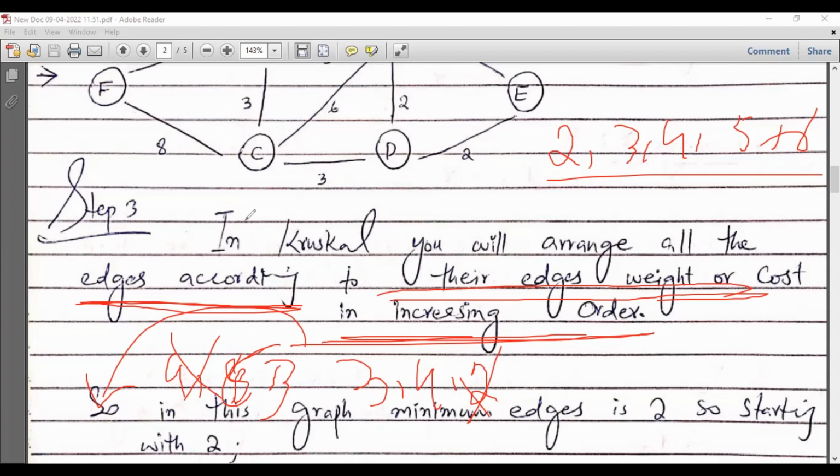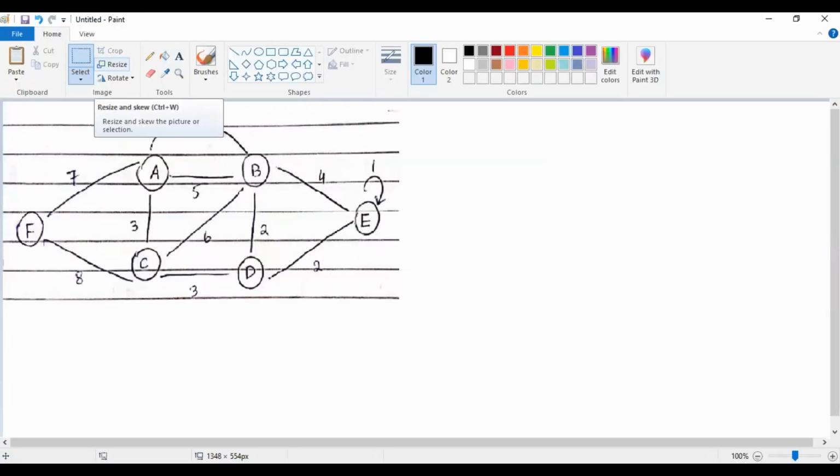So I'm just moving to the algorithm and will try to solve it. I have opened it. I hope the screen and everything is visible to you. As you see, this is a graph which I need to solve using Kruskal's algorithm. So step number one.